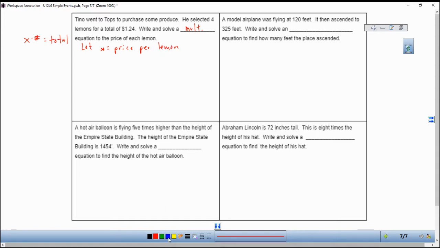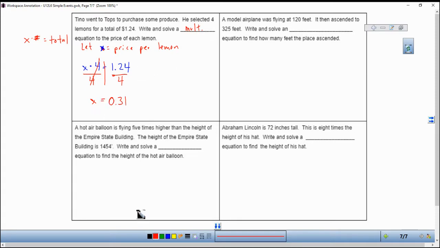All right, let's go ahead and write this out and solve and check it. Here we go. That's an x, by the way. So we have x times 4. Cost of each lemon times 4 is the total, $1.24. And to solve this, just like the ones above, we're going to put the wall. How do we get rid of times 4? Well, we divide by 4 on both sides. 4's cancel out, and we get x equals, 120 divided by 4 is 30. 4 divided by 4 is 1, so this should be 31. Again, you can use your calculator there, but there it is, 31 cents per lemon.